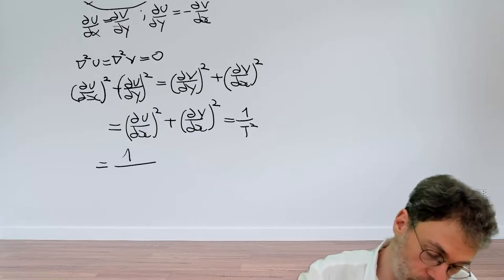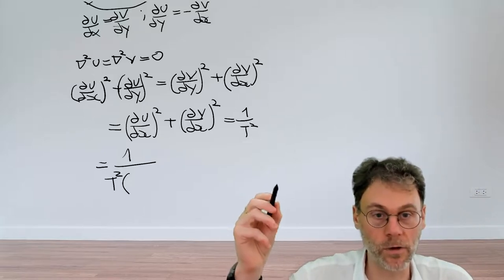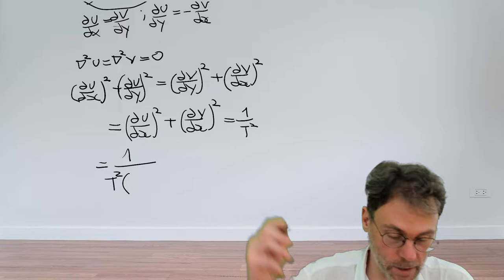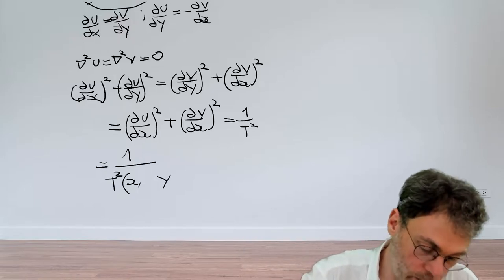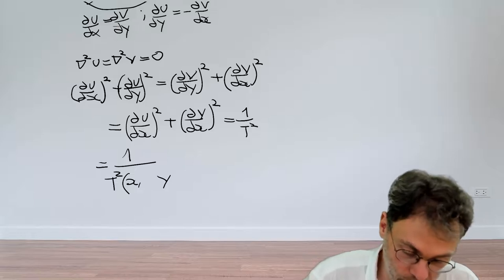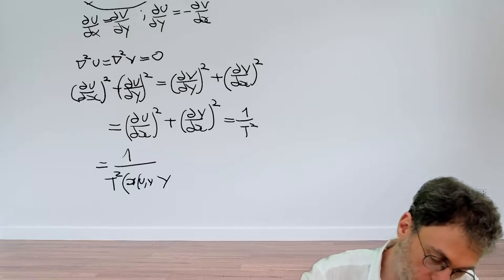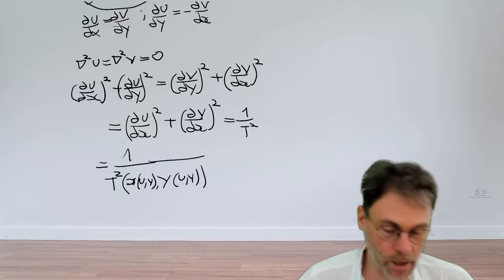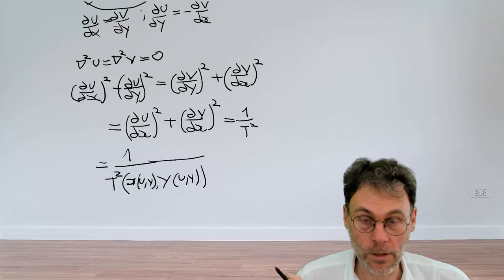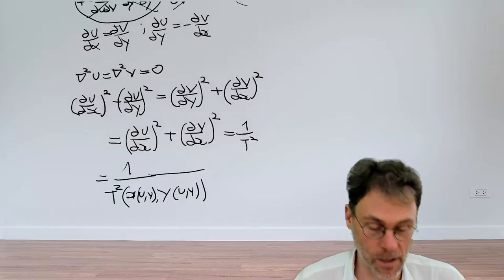And then don't forget, of course, this t here, since we're taking the derivatives with respect to x and to y, this is going to be a function of x and y. But also don't forget then again that these x and y's, they also depend again on u and v as before.